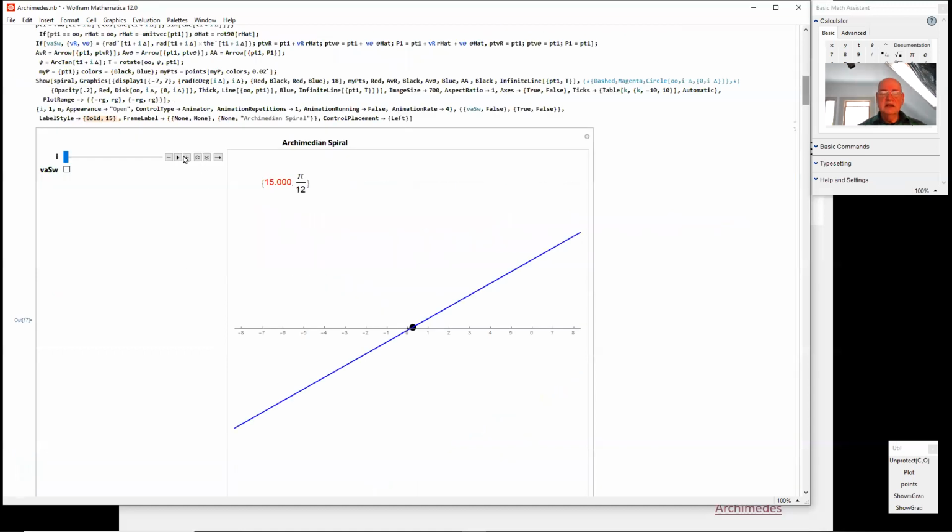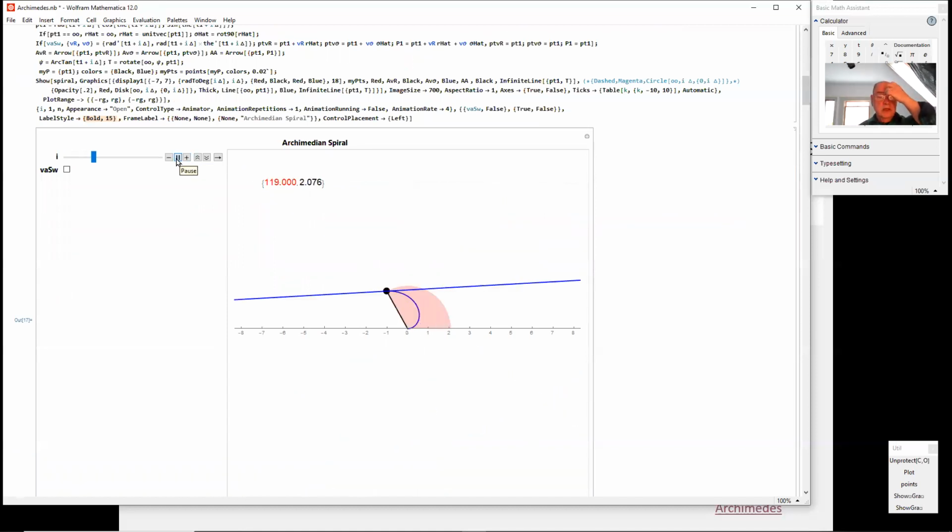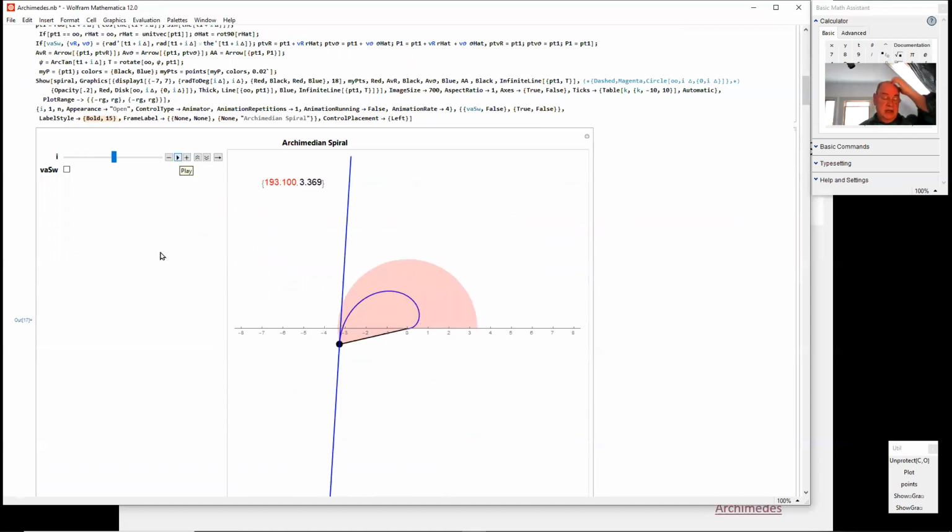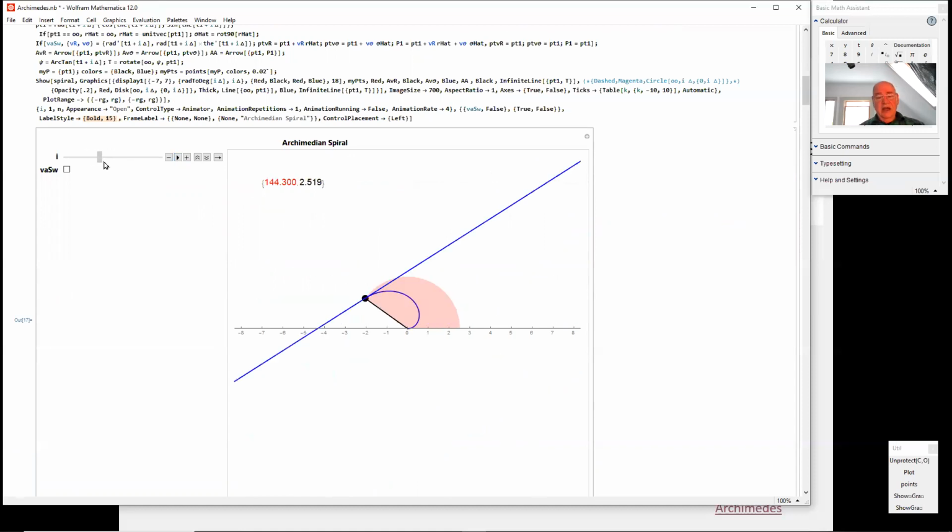Let's take a look again at our spiral. Here I'm just helping us see it more. We're spinning out this line. This line is creating this angle, getting bigger and bigger all the time. So I'm keeping track of the angle, and also I'm keeping track of the circle. And I'm keeping track of the tangent line. Okay, this is Archimedes' tangent line.